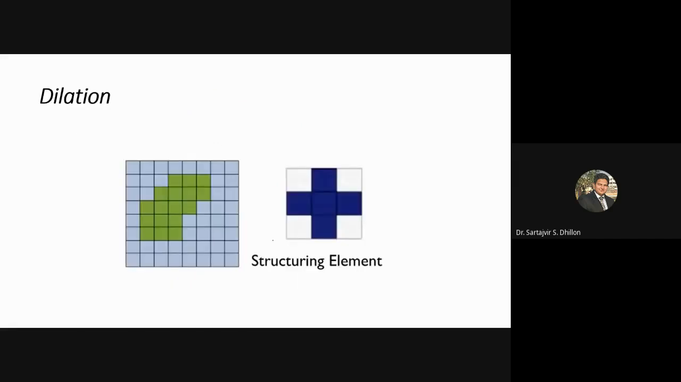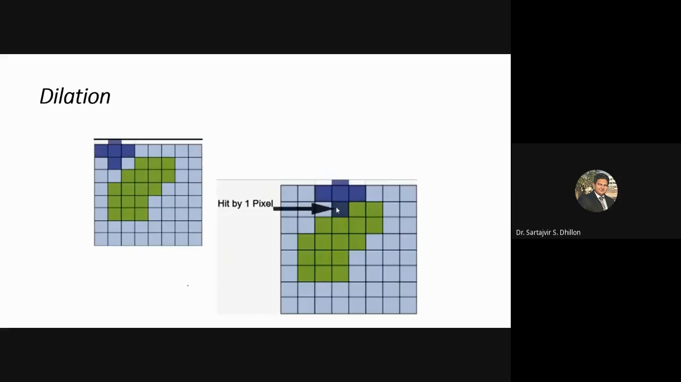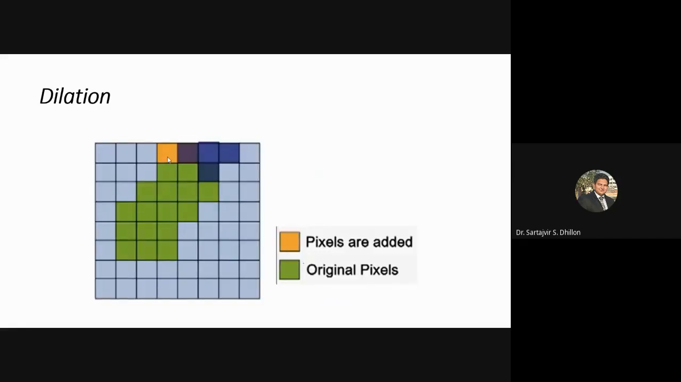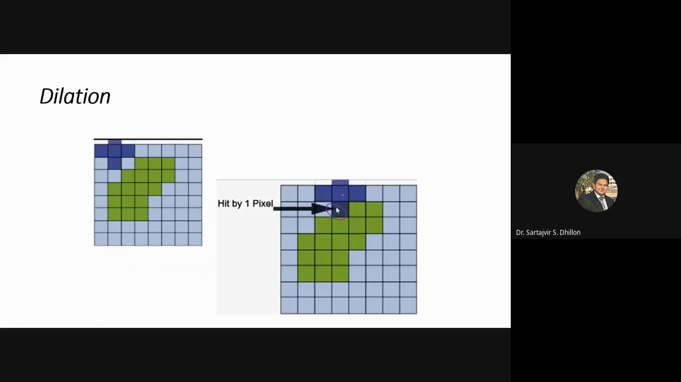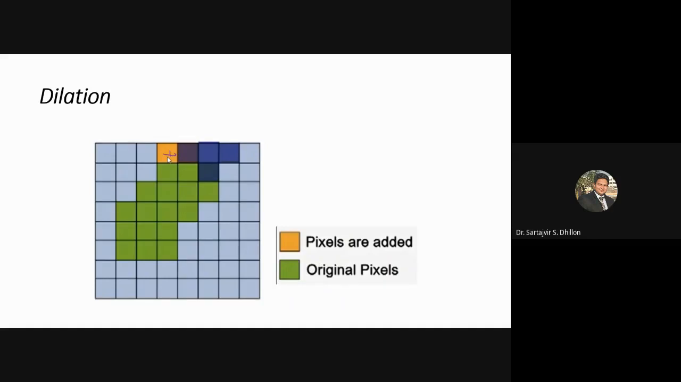This is the basic operation of dilation, in which there is a structuring element and an input image. We apply it one by one, the same as the previous one. When the structuring element hits the foreground, it will add the pixel over here, to the center boundary. Here you can check it out.